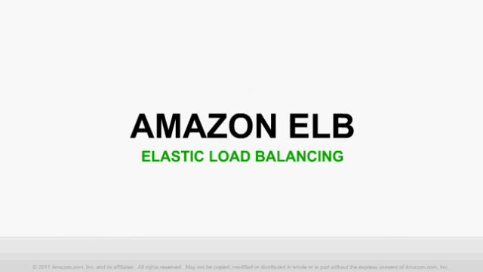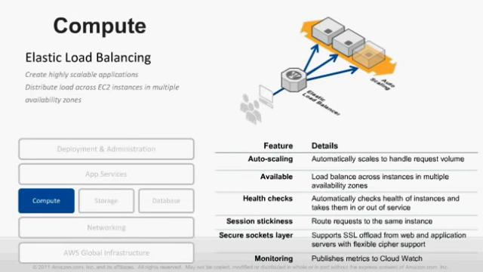And Elastic Load Balancing gives you the ability to create a more highly scalable application. You have the ability to distribute or load balance traffic across multiple EC2 instances in multiple availability zones with Elastic Load Balancing. So a couple of features of ELB: it scales automatically to handle requests. As your traffic increases, it automatically scales out the load balancing as a service to handle your request volume. It also is self-healing and available.